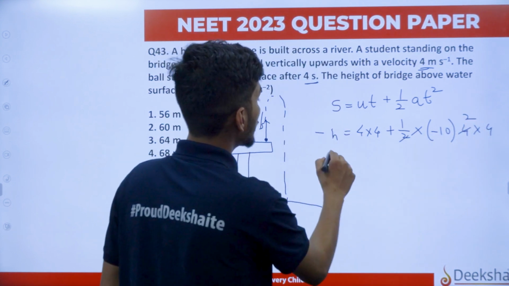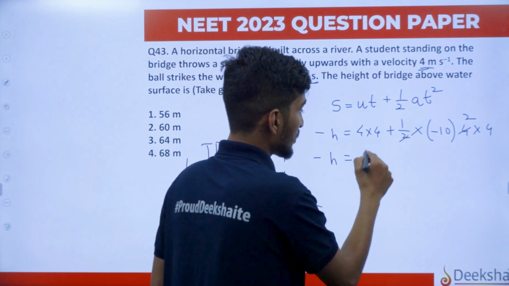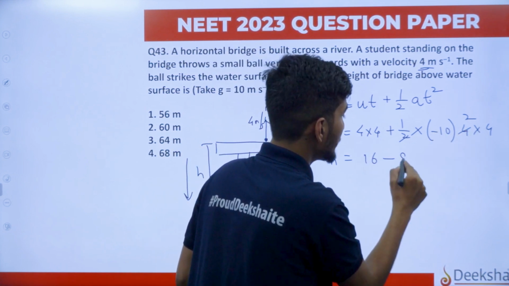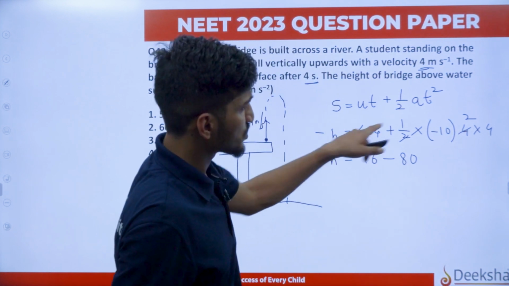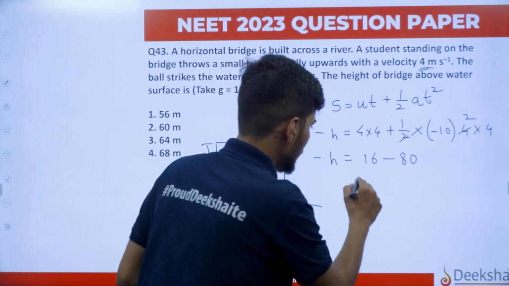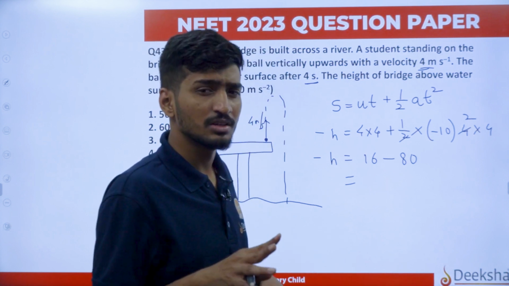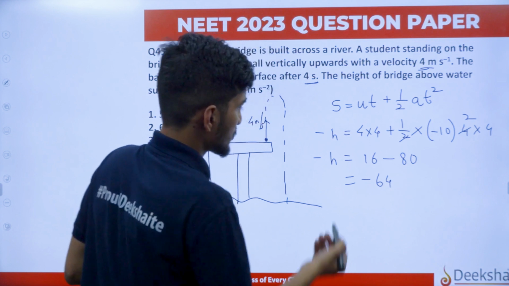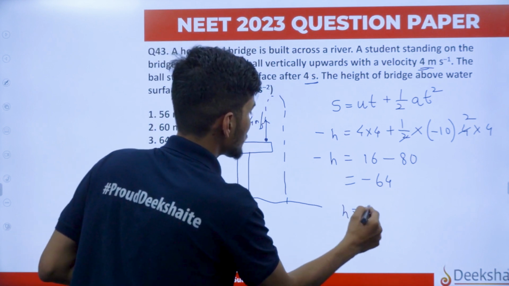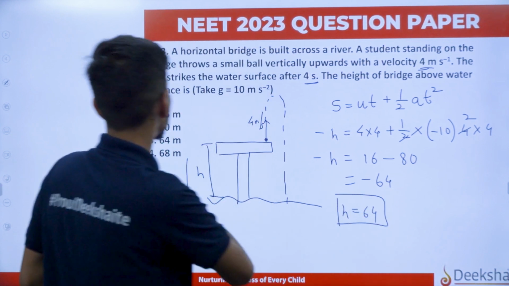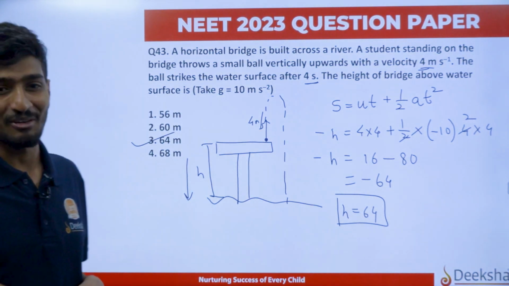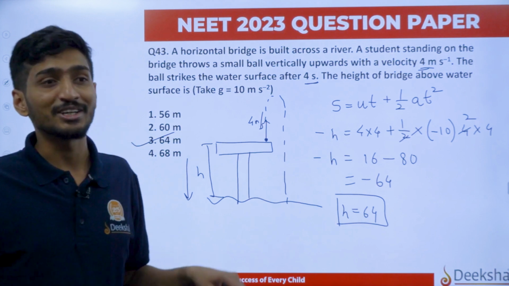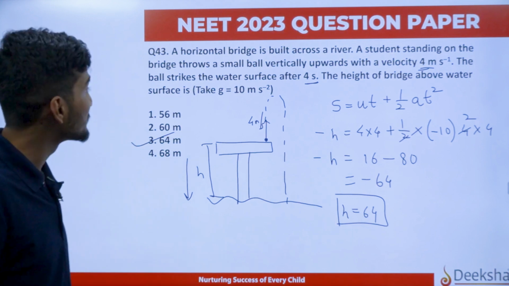So let's do this calculation. Minus h becomes 4 into 4, that's 16, minus 10 into 8, minus 80. Isn't it? 4 into 4, 16, 10, 8, 80. 80 minus 16 is 64, but with a minus sign. So the minus minus cancels out, height comes out to be 64, and that's my answer. That's option number 3. Not very complicated at all, right? Yes, as long as you do the sign conventions properly, this is not a complicated question by any means. All right, let's move on.